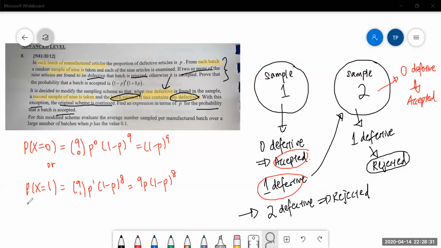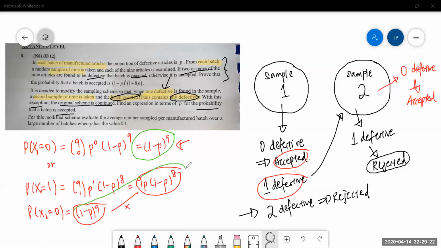So when we take the second sample, maybe we put this as x1. Then we have an x2, which is the second sample. We want the second sample to be equal to 0, which is equal to 1 minus p to the power of 9, like what we have calculated here. So this probability here and this probability here have to multiply together because they are dependent on each other. It's an and. Okay, you understand what I'm trying to say? So the expression in terms of p would have to be this one plus the multiplication of this one.